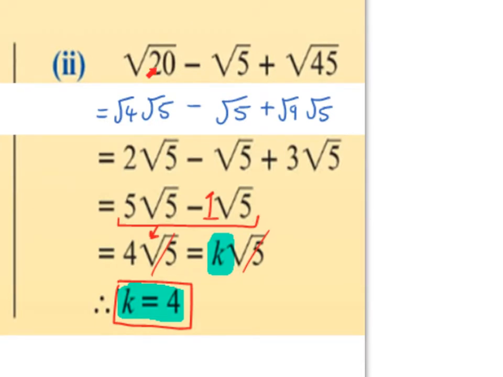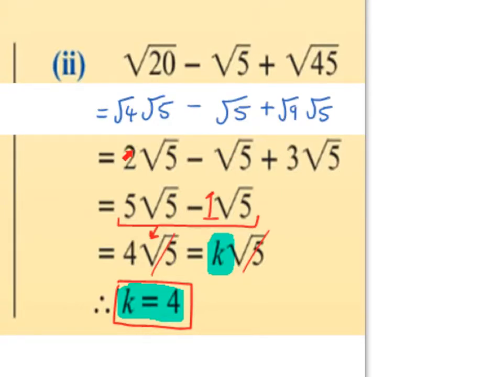Then root 20 minus root 5 plus root 45 can be rewritten as root 4 root 5 minus root 5 plus root 9 root 5, because 4 times 5 is 20, and 9 times 5 is 45. Now 5 is a prime number, so it doesn't have any other factors. So the square root of 4 is 2, so we get 2 root 5, minus root 5 just stays the same, and the square root of 9 is 3, so we get 3 root 5.